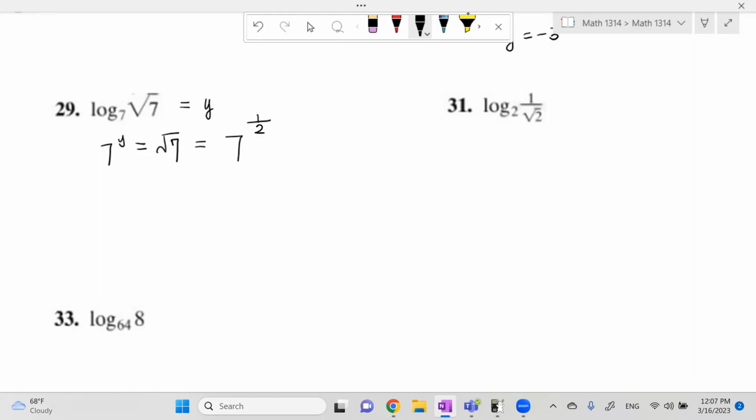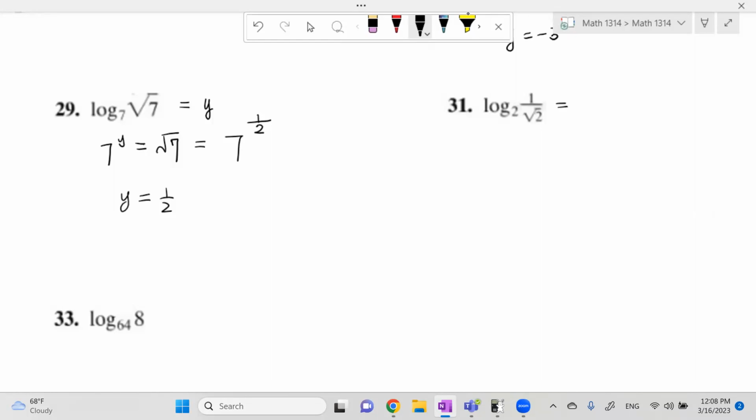The root means the power part is a fraction. And then what is the root? That's 2, square root of 7. So we put the square root index, which is the 2, in the bottom part of the fraction. Now they have the same base, 7, so y equals 1/2.